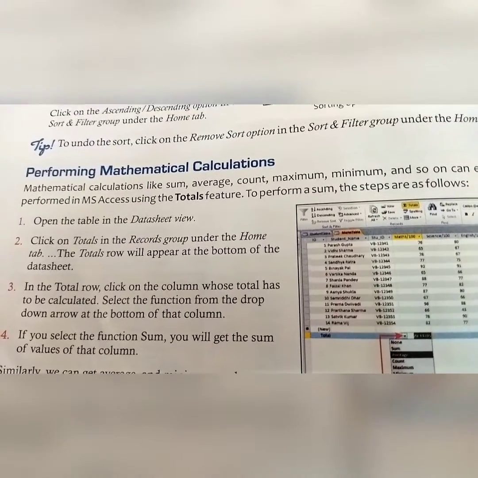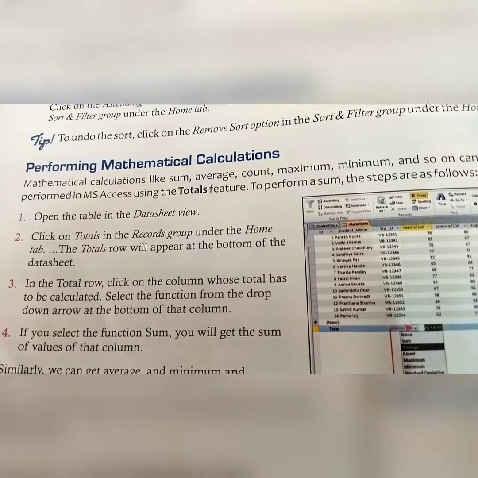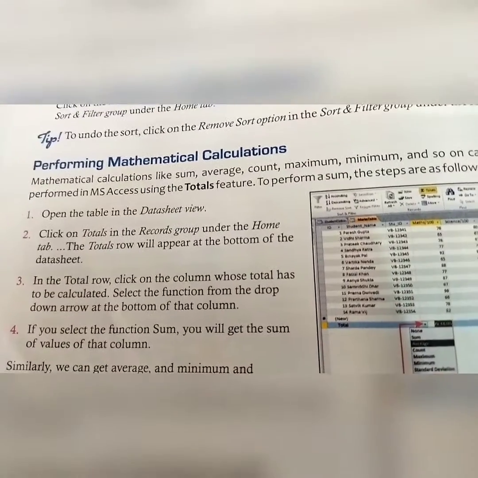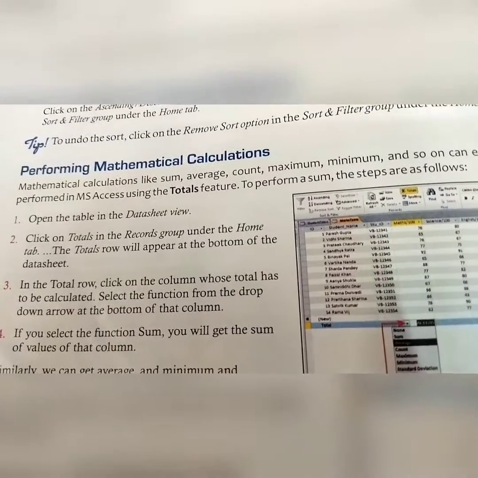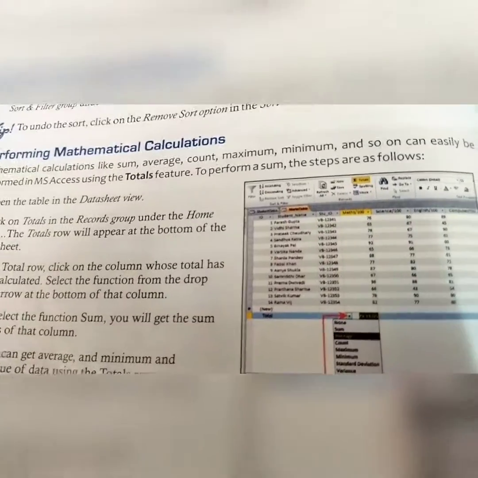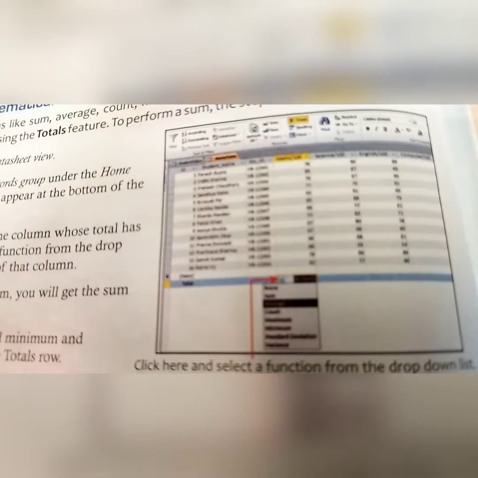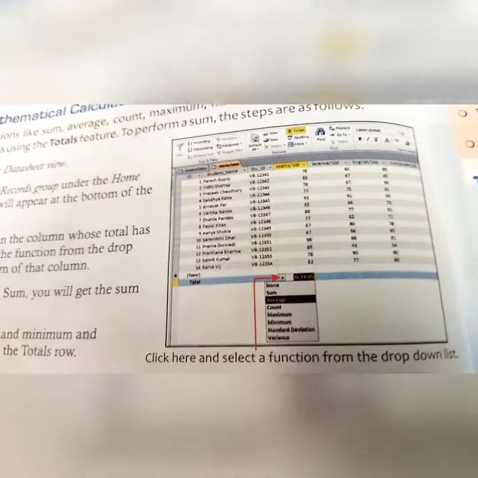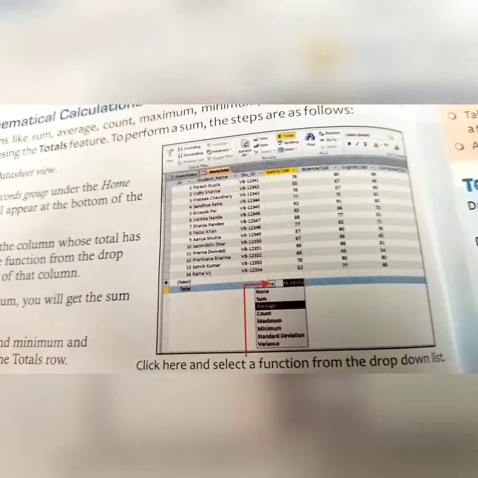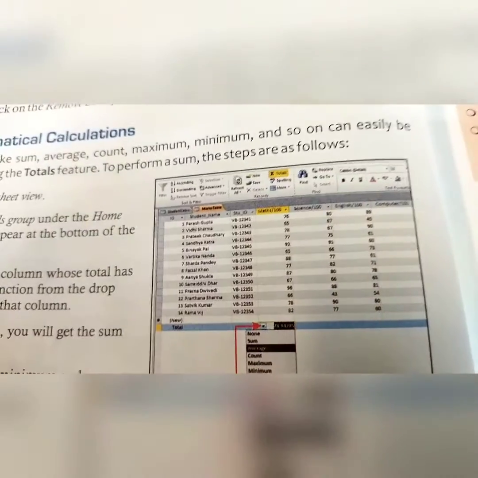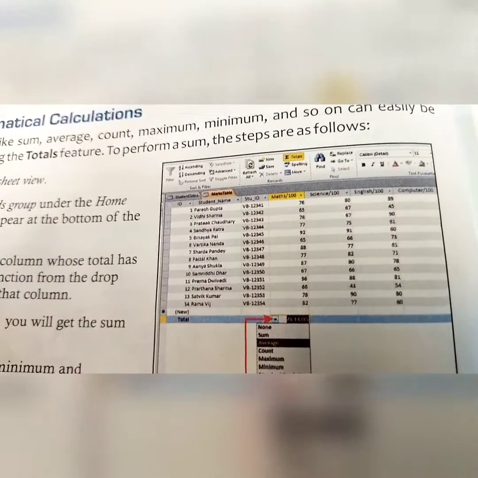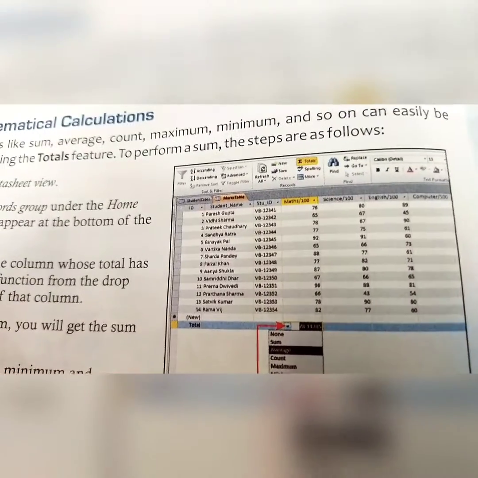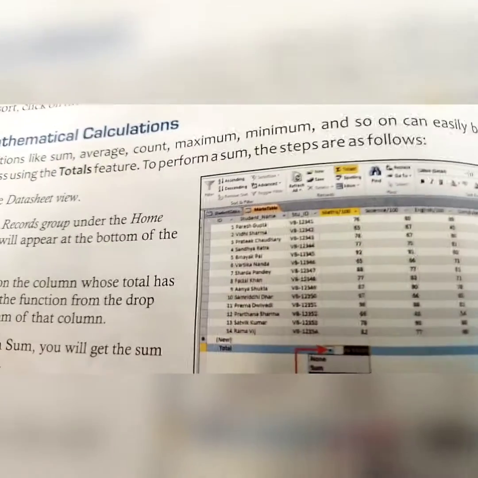Now select the function from the drop down arrow at the bottom of that column. If you select the function sum, you will get the sum of the values of that column easily. So this is performing mathematical calculation in a datasheet. Click here and select a function from the drop down list. So this is a table created for performing mathematical calculations like sum, average, count, maximum, minimum, etc.